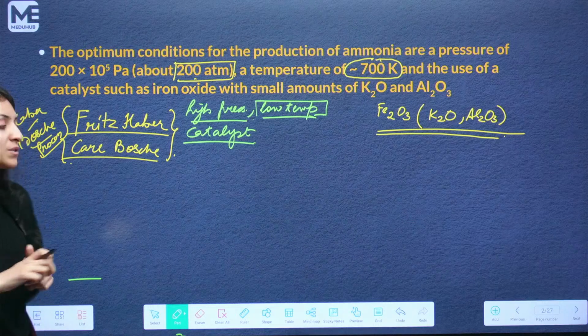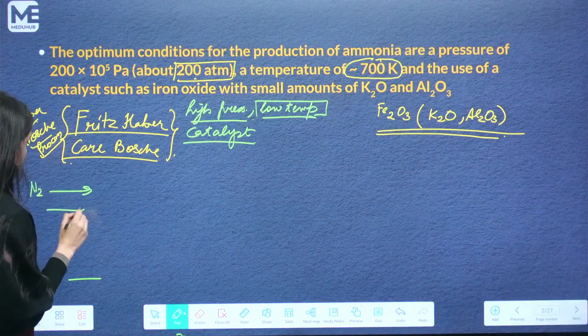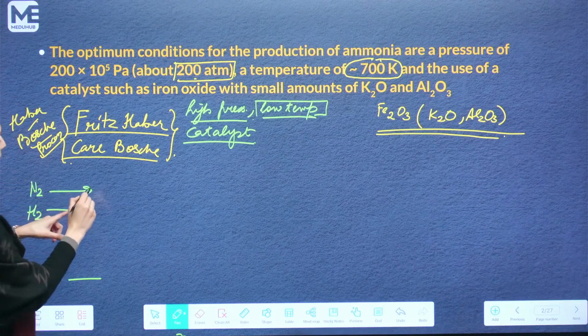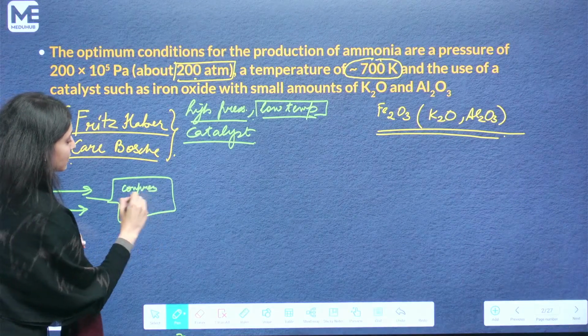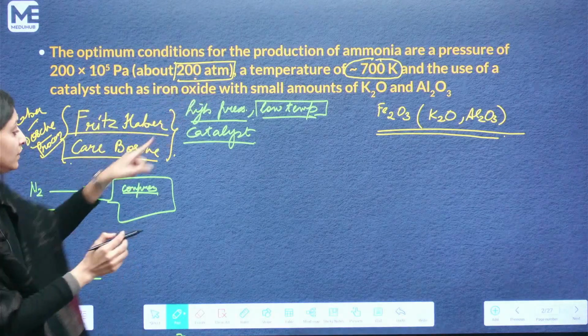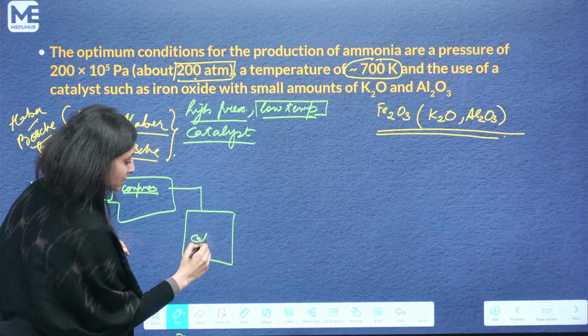So what happens when you feed nitrogen and hydrogen in the plant? So these are the two gases, they are put through a compressor to compress the gases and get the pressure of around 200 atmosphere. These are now fed into a chamber where the catalyst is present.